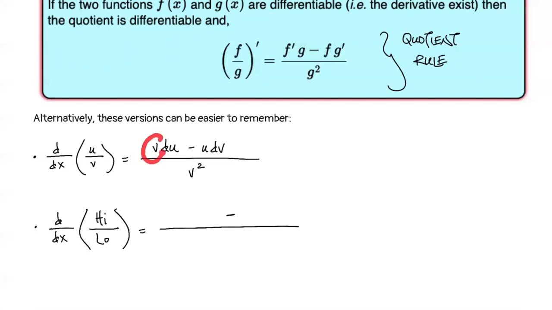Yeah, so our V is like our low, okay? So instead of V du, we might get low d high, and that just means low times the derivative of the high, minus the high function times the derivative of the low function, high d low. And what does that look like then if we write the denominator? Yeah, we could say low squared.